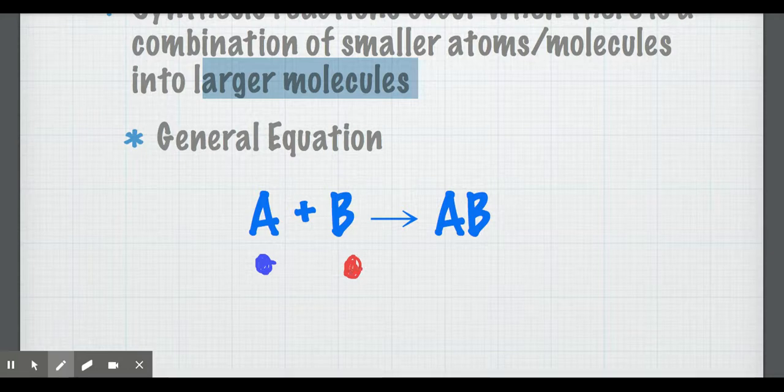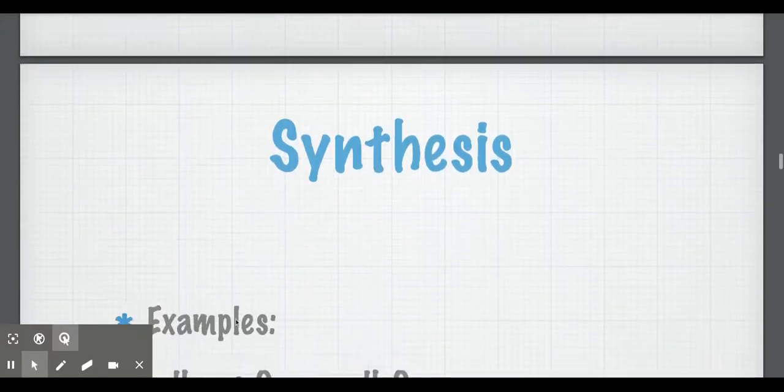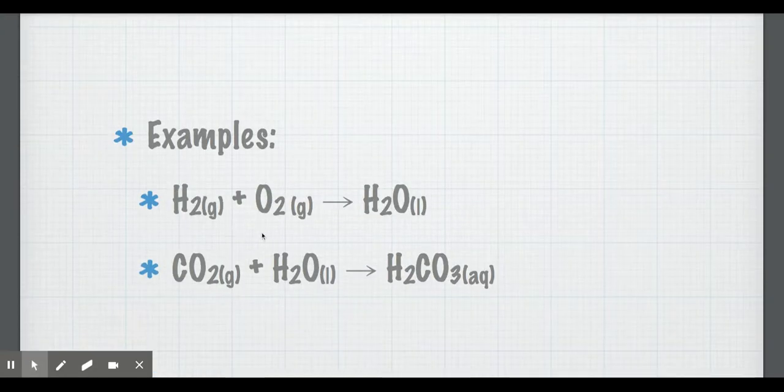And what's going to happen is atom A, which was by itself, and atom B, which was by itself, are going to come together, and they are going to form a molecule. So this can happen with individual elements forming molecules. You can also see smaller molecules coming together to form bigger molecules. So let's take a look at some examples of synthesis reactions.